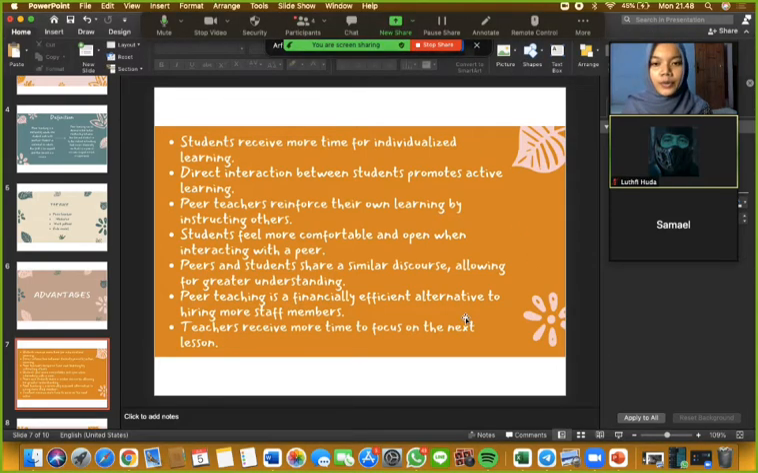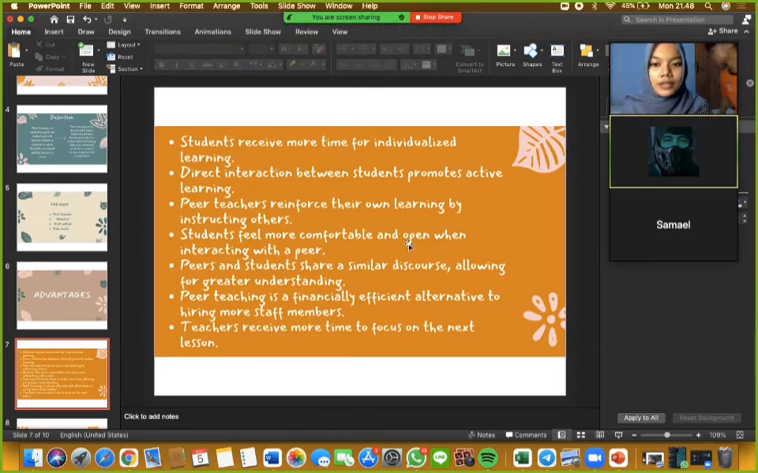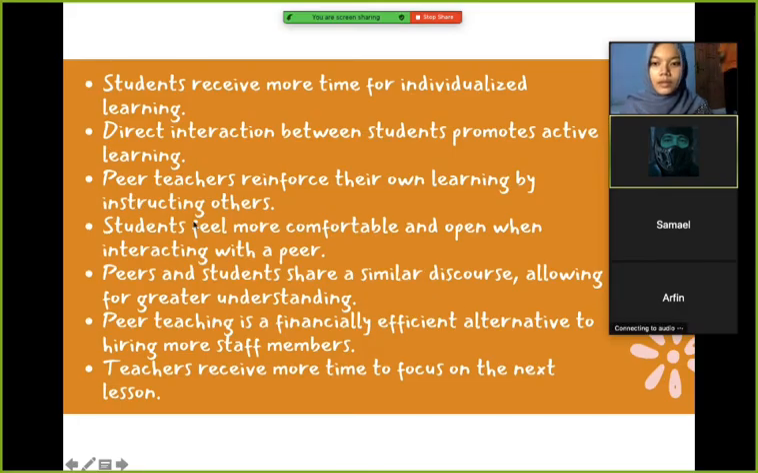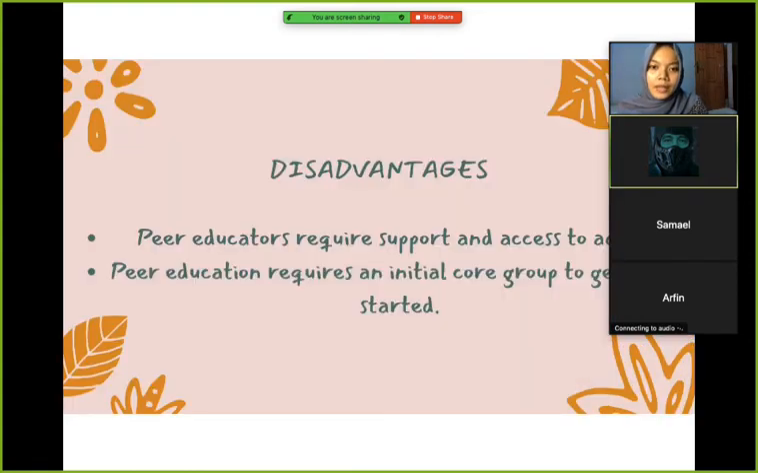The advantages about peer teaching learning. Peer teachers reinforce their own learning by instructing the others. Students feel more comfortable and open when interacting with a peer. Peers and students share a similar discourse, allowing for greater understanding. Peer teaching is a financially efficient alternative to hiring more staff members. Teachers receive more time to focus on the next lesson. Disadvantages about this method is peer educators require support and access to advice. Peer education requires an initial core group to get started.